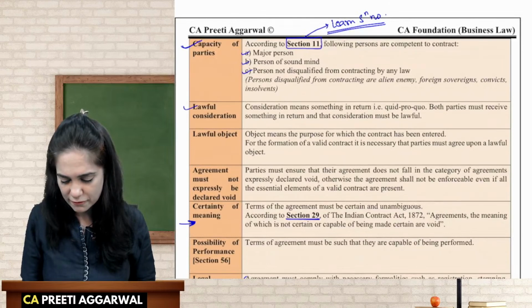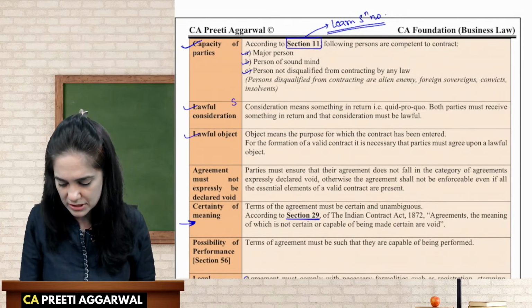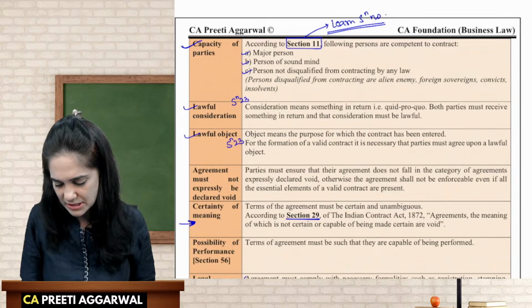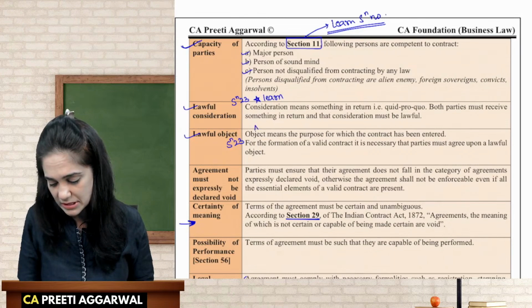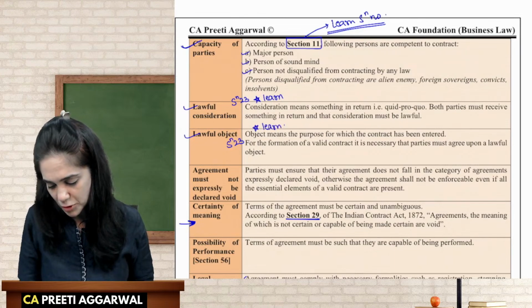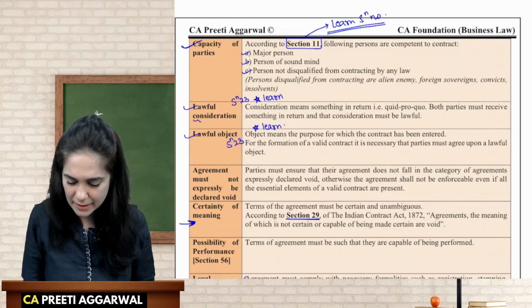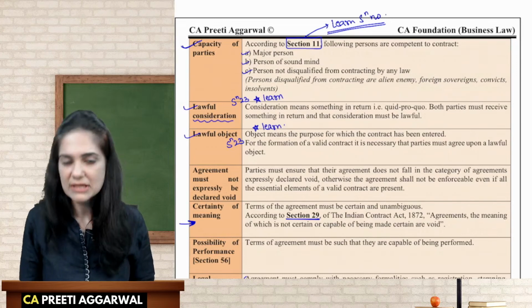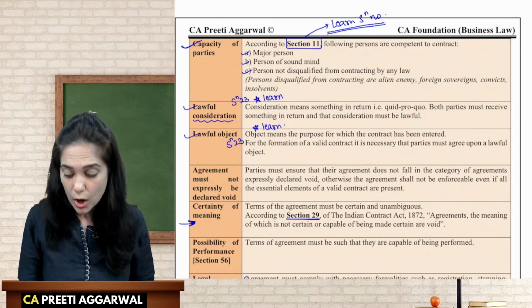Consideration must be lawful. The object must also be lawful. This is discussed under section 23. Do you need to learn the section number? Yes, you need to learn, but we will also cover this in detail in unit 3. To make a valid contract, there must be consideration. This consideration must be lawful.